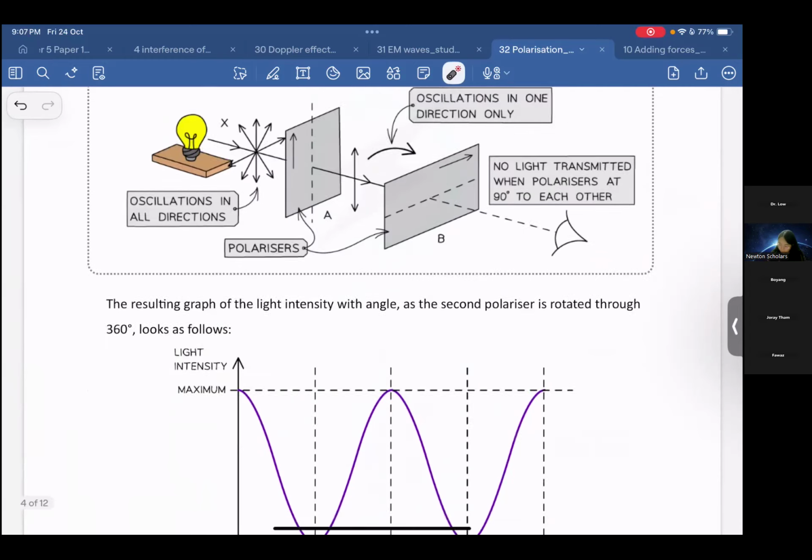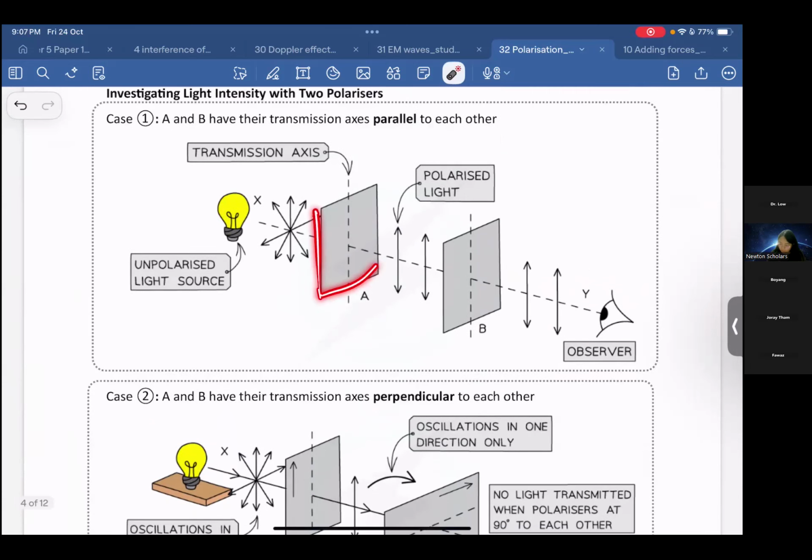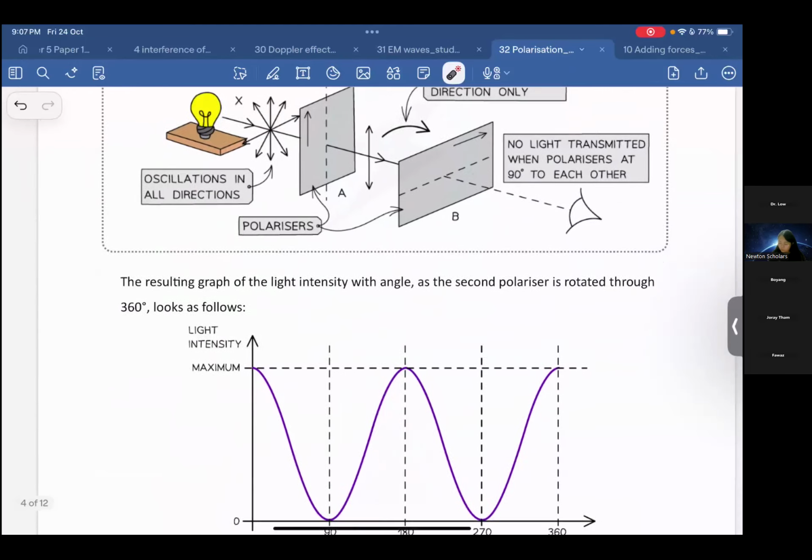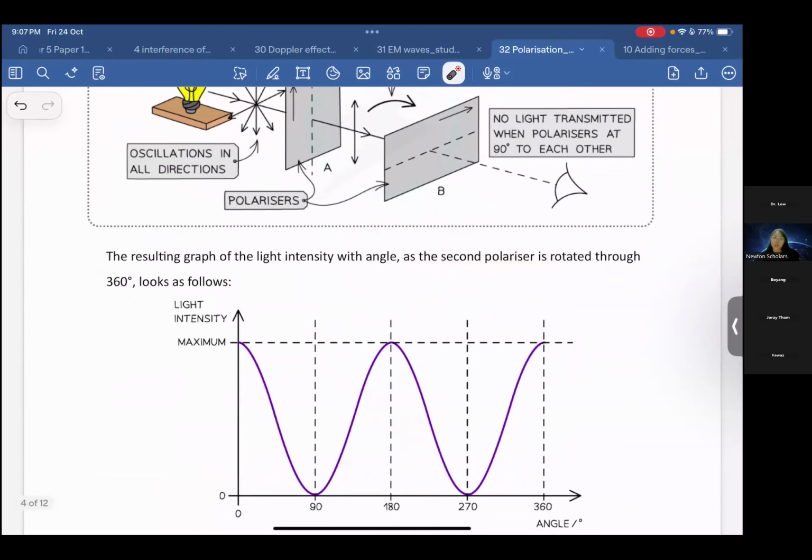Okay, the second polarizer. The first one we didn't do anything, we just let it polarize, so it makes a vertical polarized light. So the start is the same. The second one is the B filter. We rotate the B filter, the second polarizer.